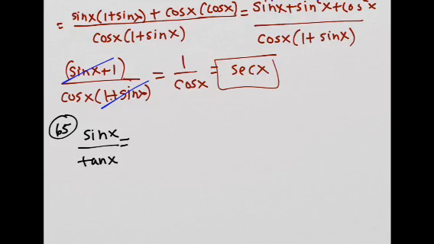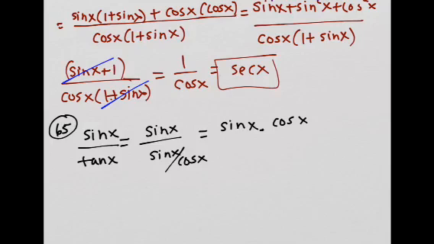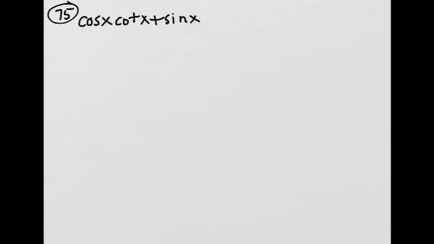So the goal on 65, the instructions say to rewrite it so that you have no fraction. To do that, let me start by changing this to sine x over cosine x, the definition of tangent. And when you divide by a fraction, you're multiplying by its reciprocal. So cosine over sine, like that. And so I see sine over sine is 1, it cancels, and you're left with cosine x. And that's your answer.